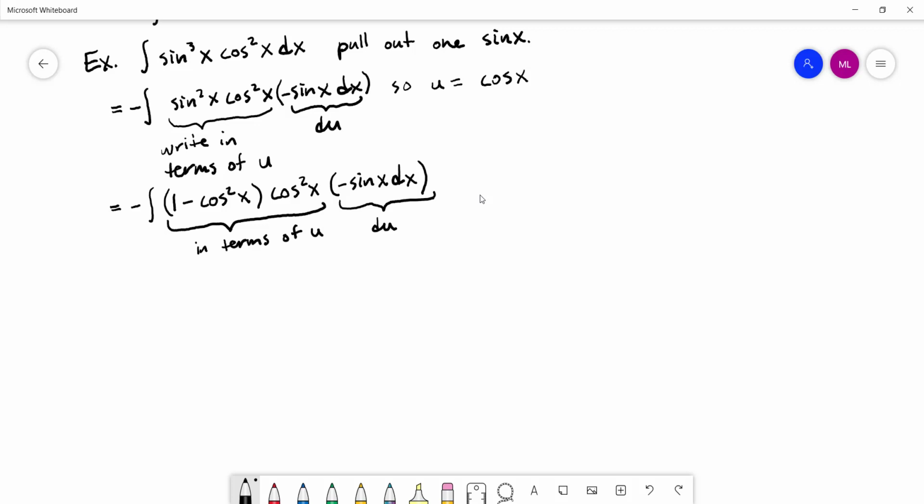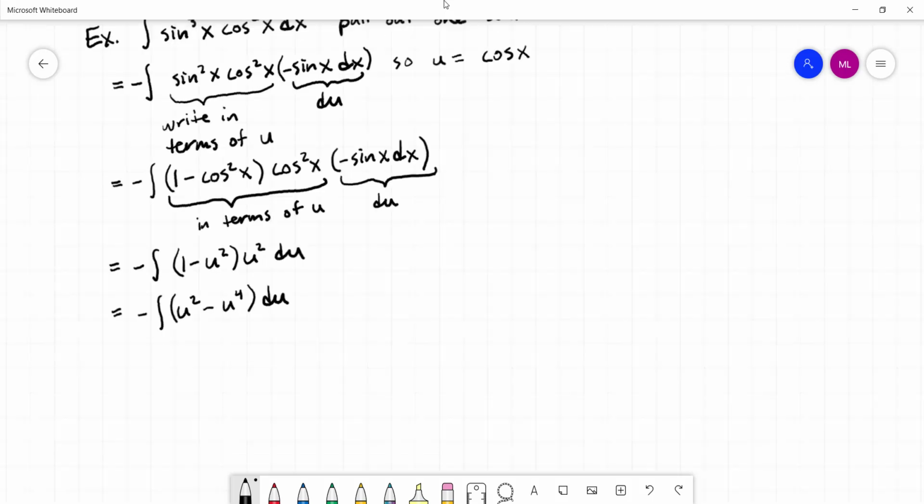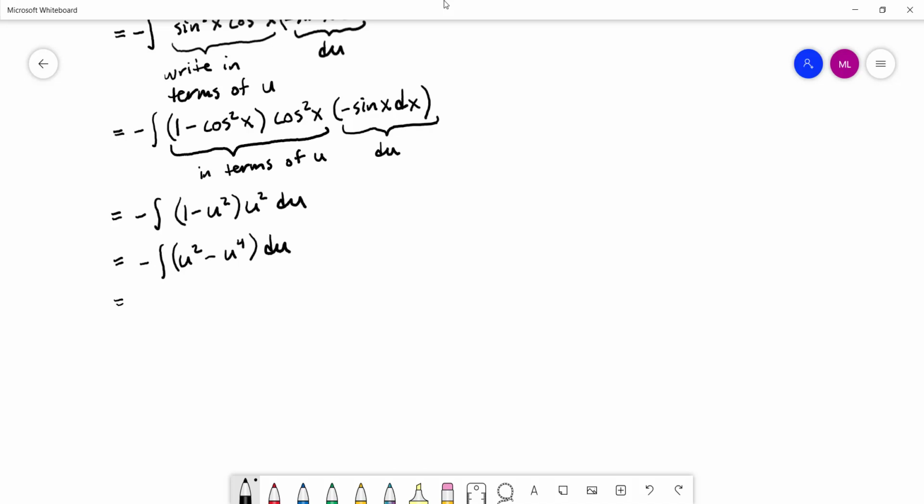So I'm going to rewrite this whole thing as my negative integral of, recalling that u is equal to cosine of x, this is just 1 minus u squared, and this is u squared. So I have 1 minus u squared times u squared times du. For this part, I can just distribute through, and I can rewrite this as negative the integral of u squared minus u to the 4th du. We can integrate that in a pretty straightforward way.